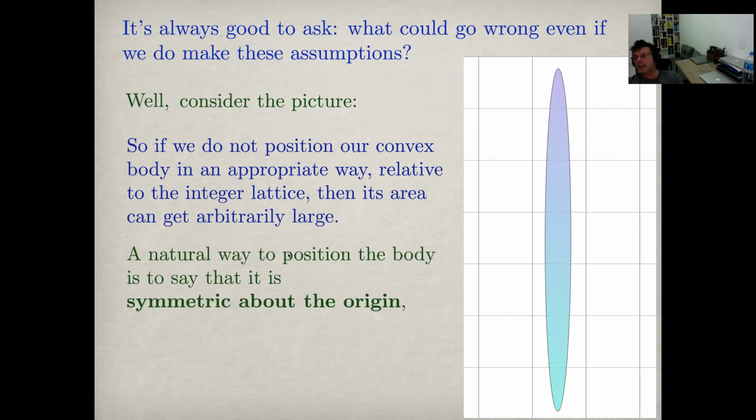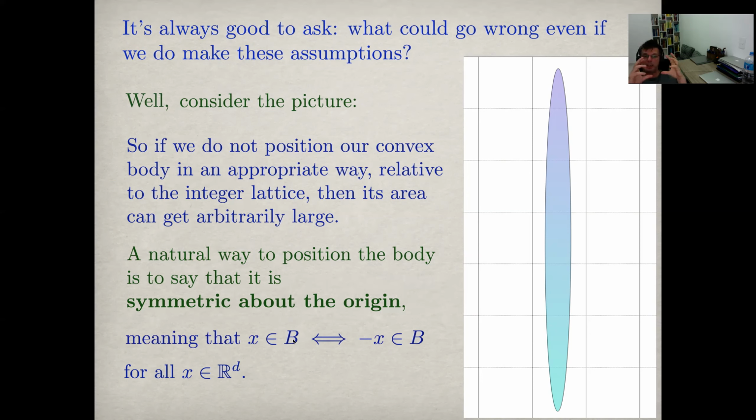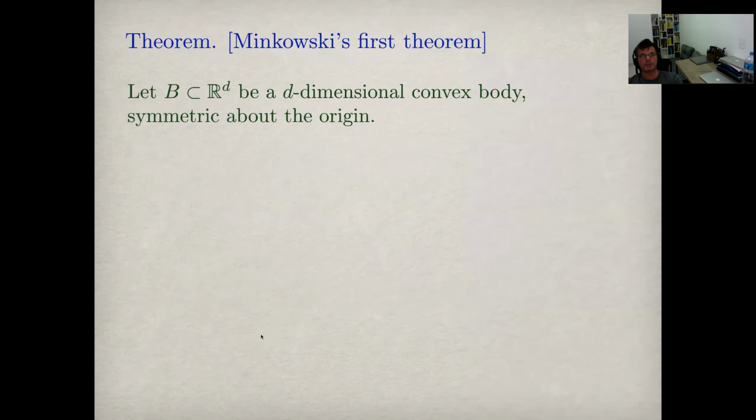And so one natural way to position it, to assume something about your convex body, is to assume that it's symmetric about the origin. And so what does that mean? That just means that for every x in B, minus x is in B, for any x in Euclidean space. And so that means, by definition, that the body B is symmetric about the origin. In particular, it contains the origin. And for every x in the body, minus x is in the body. And so this symmetry about the origin plays a major role in the geometry of numbers.